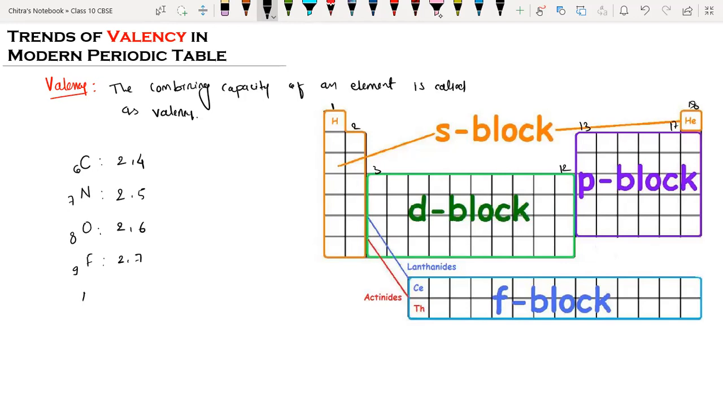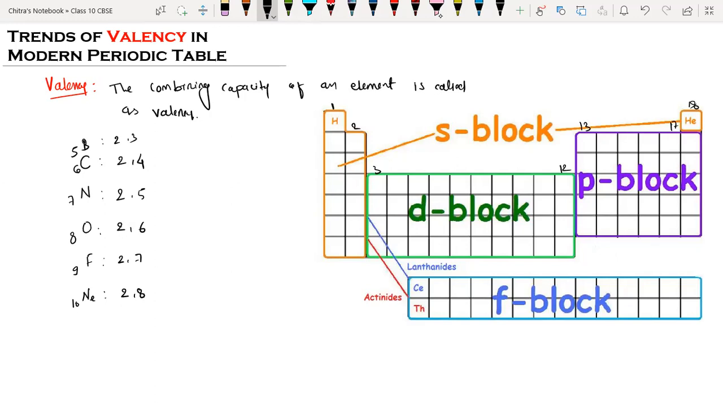After fluorine we have neon. Neon has atomic number 10 and its electronic configuration is 2 and 8, like this. Before carbon we have boron, having atomic number 5 and electronic configuration 2 and 3. Before boron we will discuss here only.